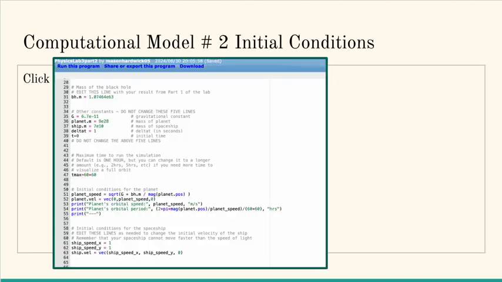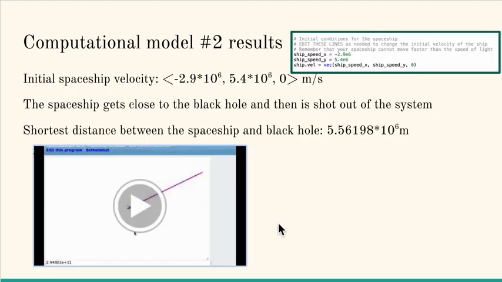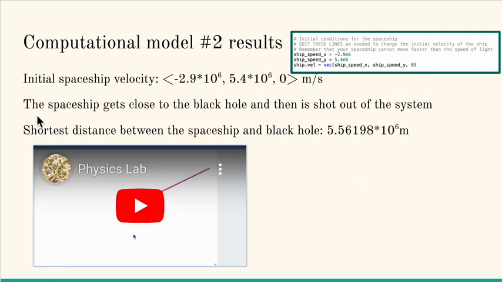So for the second computational model, initial conditions are given right here. In the iteration, the position and velocity update formulas, net force equations, and universal gravitation formulas were used to calculate the forces of gravity on the ship and on the planet. And then those forces were used to model the change in position and velocity with respect to time. Once this model was prepared, trial and error was used to calculate the necessary velocity to escape the system. This is a visualization of that velocity and that system.